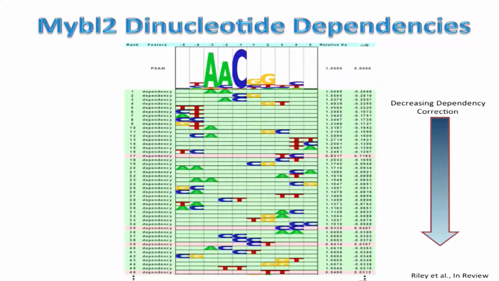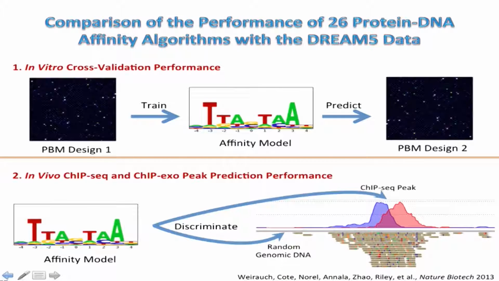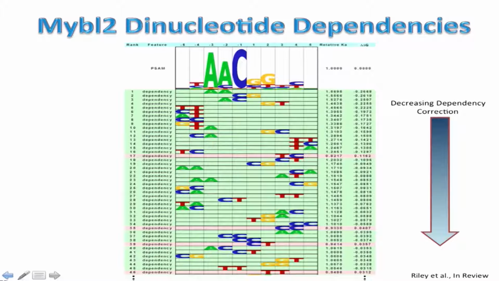One of the things too is any dinucleotide dependency correction can either increase your affinity estimate or decrease it. So a green row here signifies that whenever you see these dinucleotides together in the binding site, there is an increase in affinity relative to the positional independence model. A red row corresponds to a decrease in affinity, so your correction is actually a decrease. This make sense?